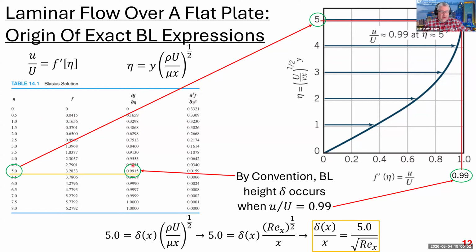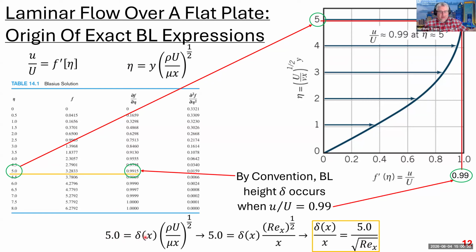And so 0.99, right, which is this derivative, is about equal to 5, right? It's a little bit more, 0.9915. So this is going to be, maybe a little bit less. But the universally accepted convention is that the eta value at the edge of the boundary layer is 5.0. And so here's our eta equation, right? So we're going to plug in 5 here for our eta value.